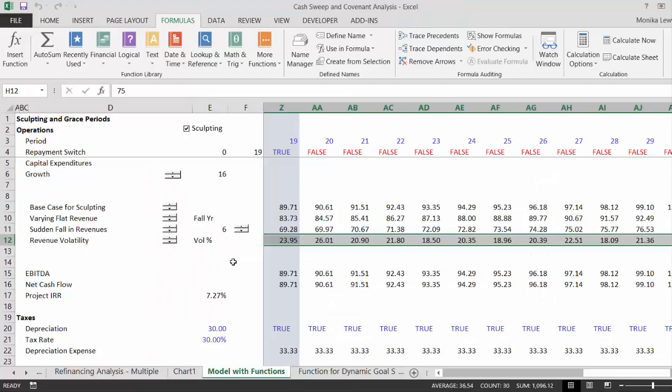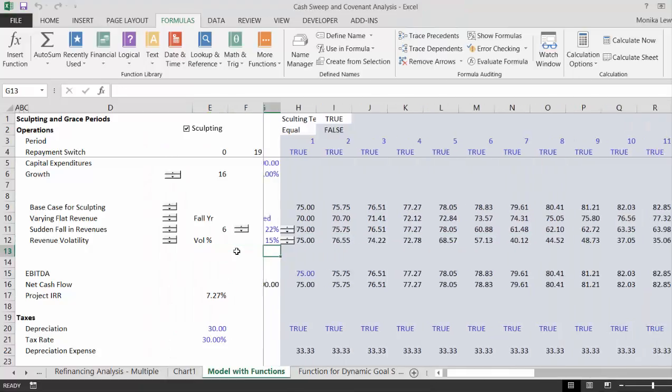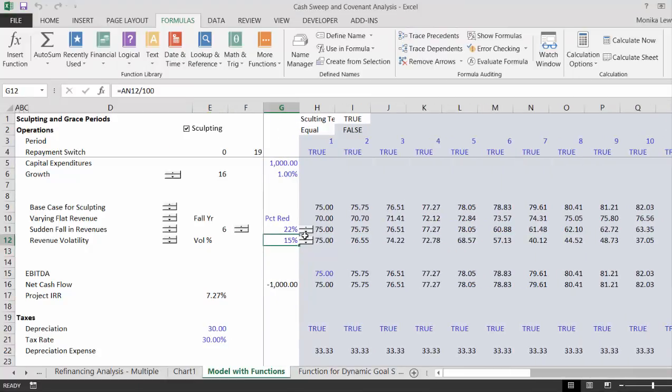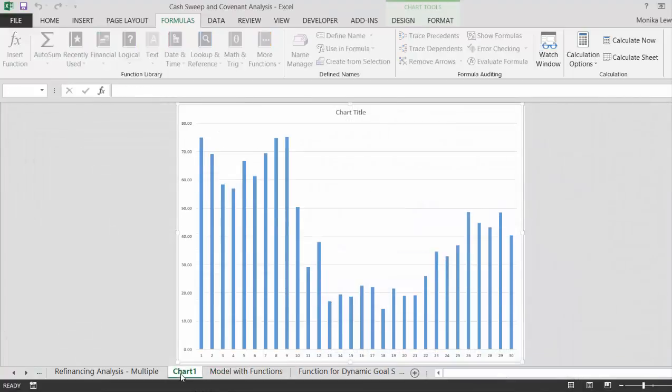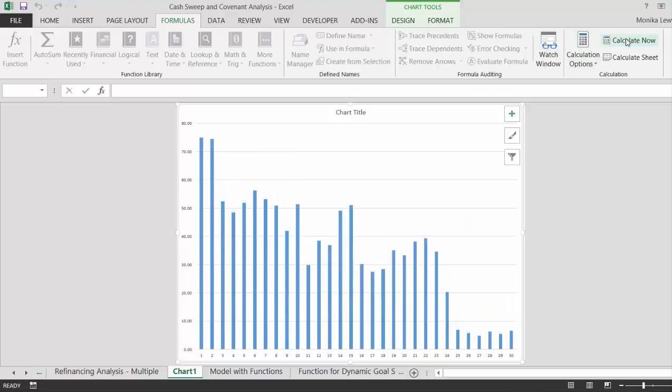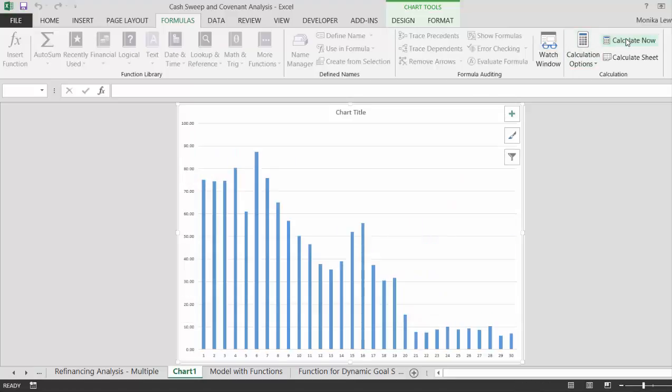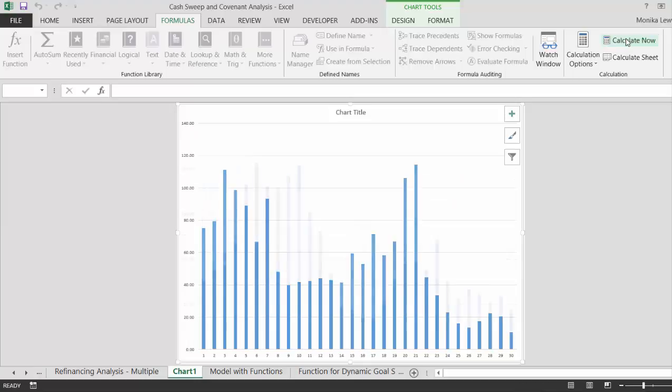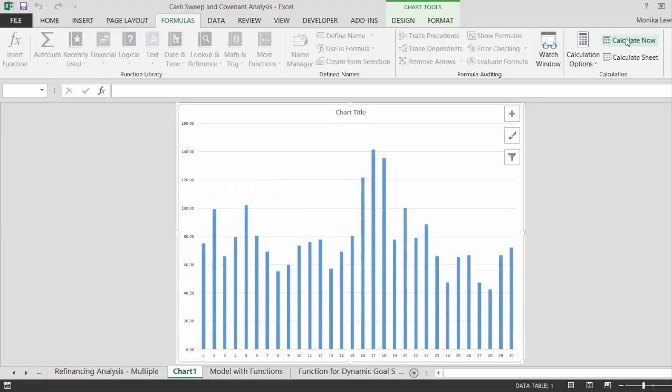Now if we make the volatility really high, let's make it 25%. Okay, and now you can see we have a bigger effect of taking this off so we can protect ourselves later. Again, if we recalculate it now, that's what a Monte Carlo simulation will do. It'll just recalculate a whole bunch of times, okay?